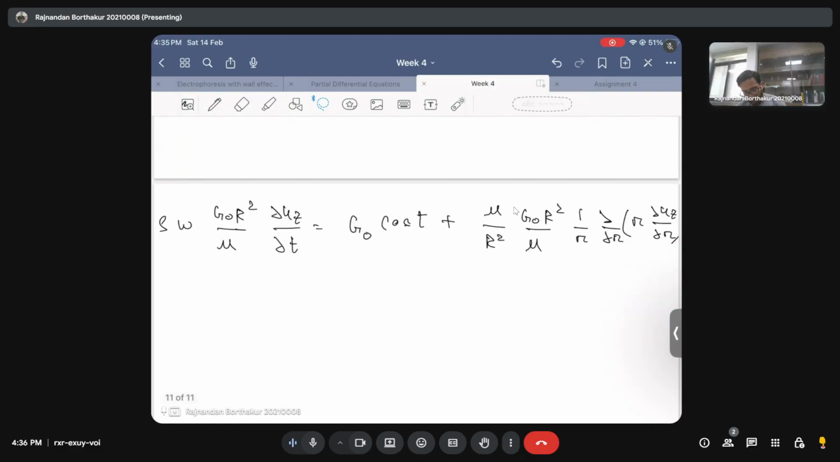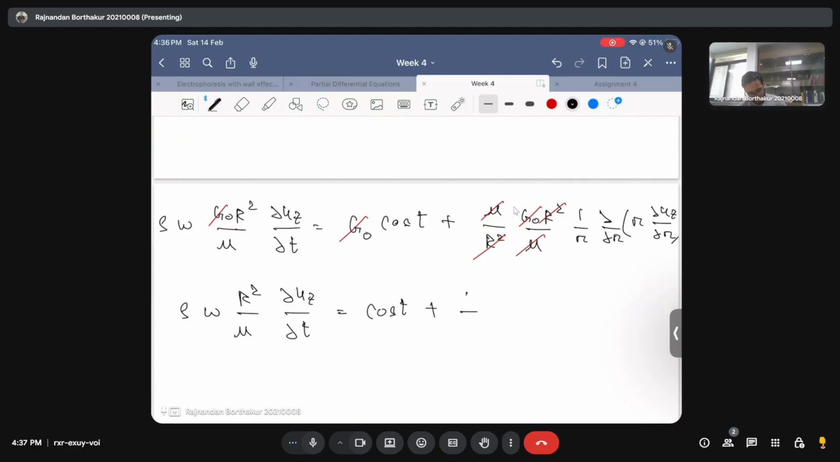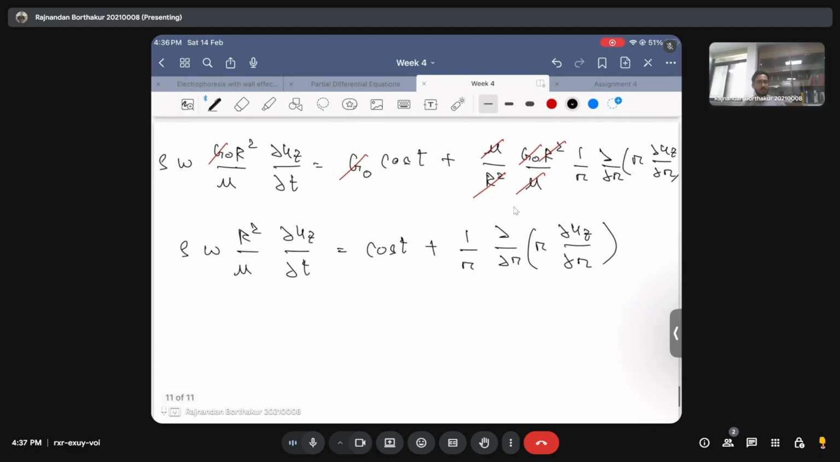Okay, so what I can see from here is I can cancel g naught and g naught, and then this r squared and this r squared will get cancelled, this mu and this mu would get cancelled. Okay, so then I have a term which is rho times omega r squared by mu times del uz by del t equal to cos t plus 1 upon r del del r of r times del uz by del r. Okay, now here is the important thing.